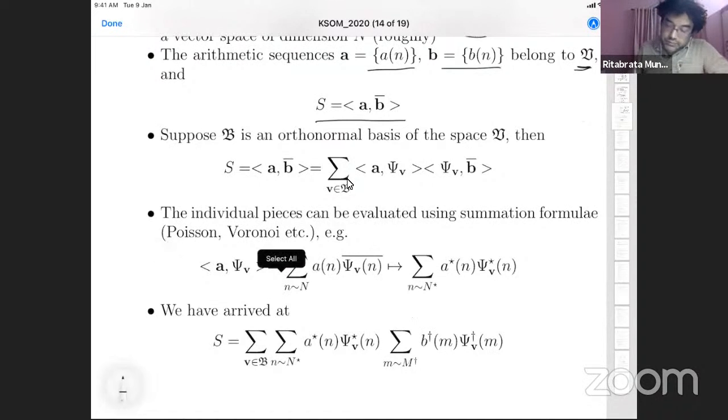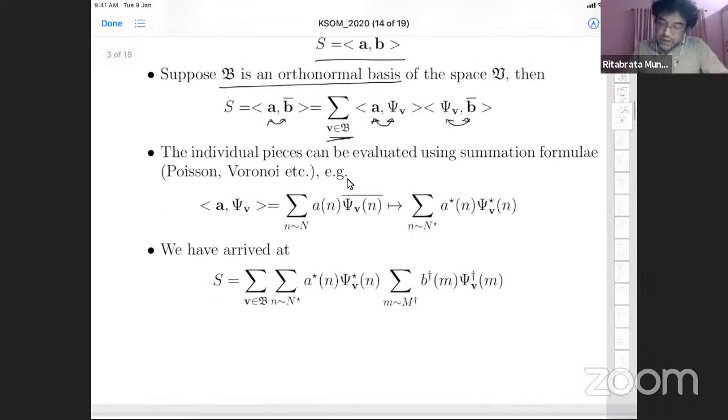Suppose we have an orthonormal basis, then there is a formula to compute the inner product. Instead of computing the inner product of A and B, we can compute the inner product of A with the basis elements and the inner product of B with the basis elements, and then sum over the whole basis. That will give you the inner product of A and B. That's a simple linear algebra fact. But we can use this here.